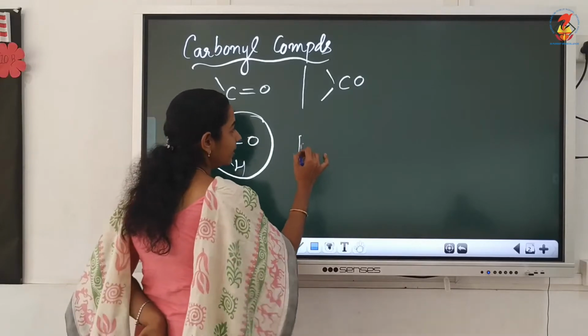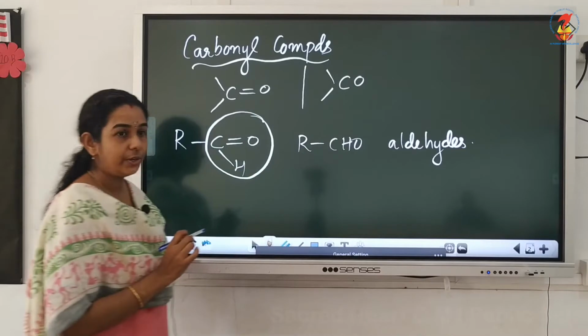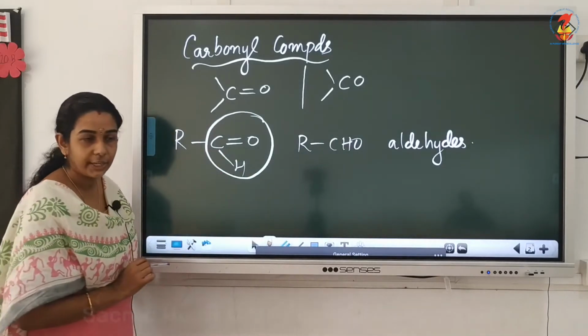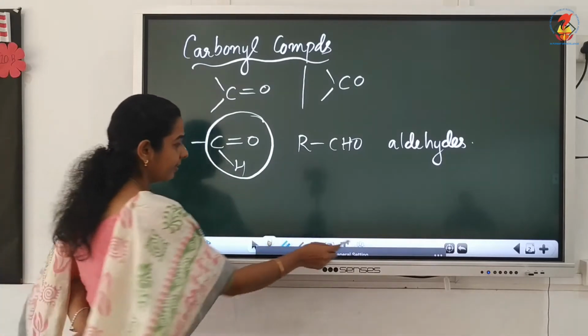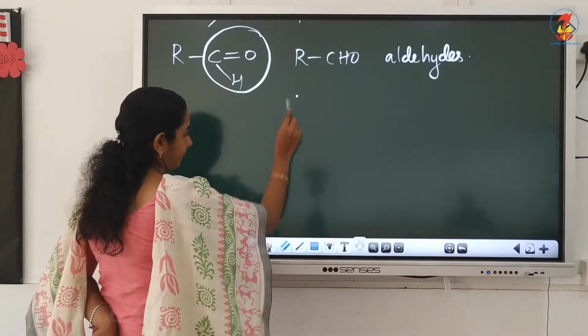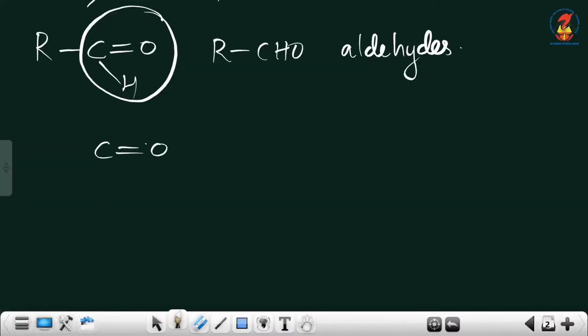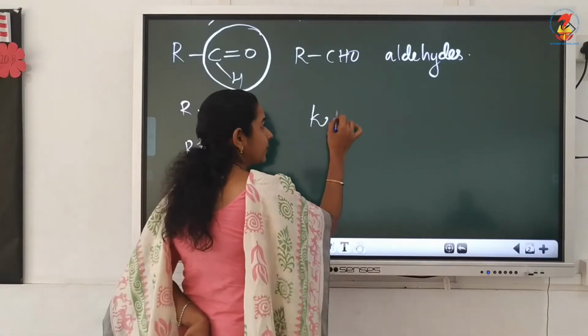So, this can also be written as RCHO, and this class of compounds are known as aldehydes. So, here surrounded by CO group, one is hydrogen and one is alkyl group. So, the first example for a carbonyl compound is aldehyde. The second example is if the CO group is surrounded by two alkyl groups, then it will be called as ketones.